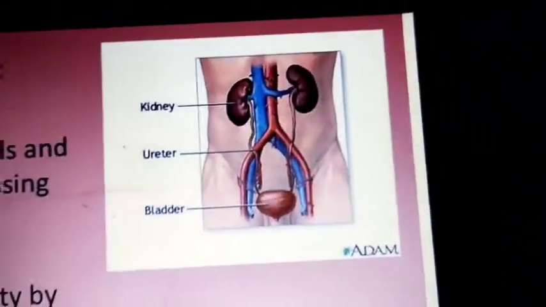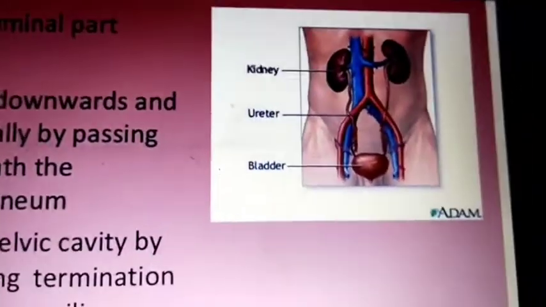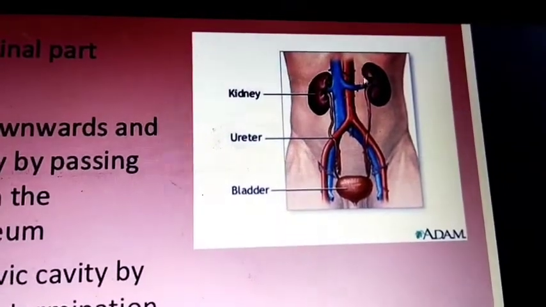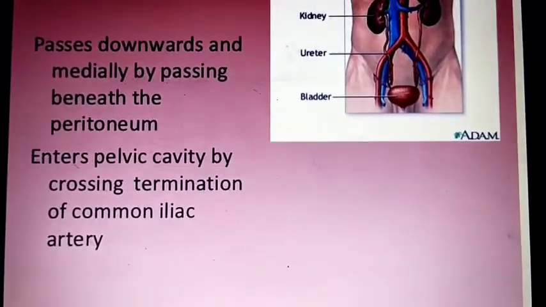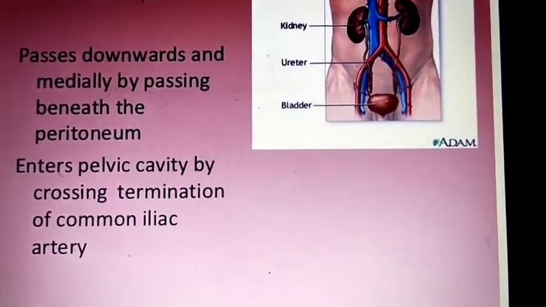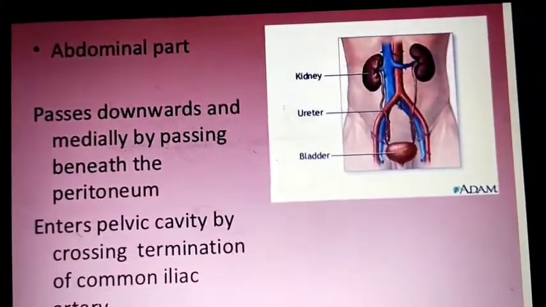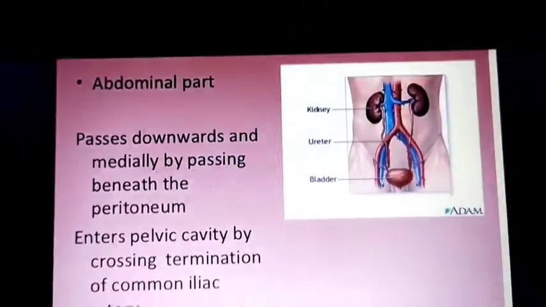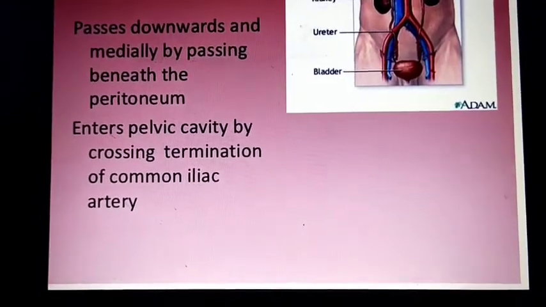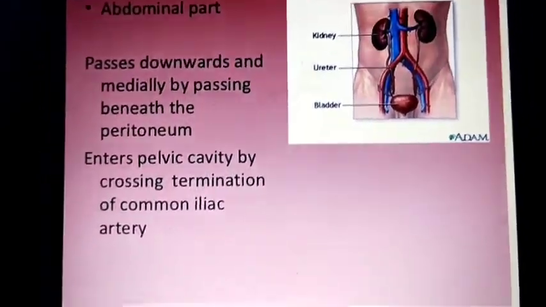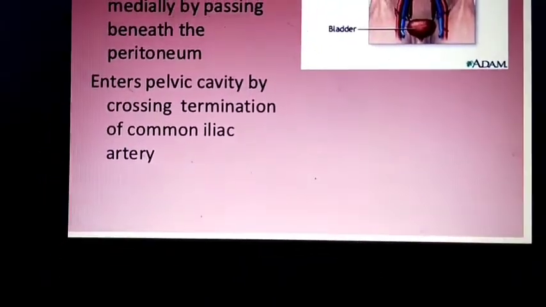You can see in this picture, it passes downwards and, along with that, you can see it enters the pelvic part of the ureter, entering the pelvic cavity by crossing the termination of the common iliac artery.